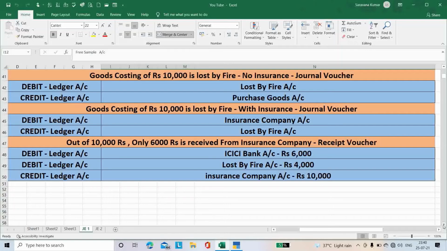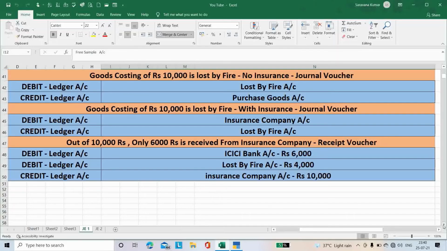Next transaction is goods costing rupees 10,000 is lost by fire, no insurance. Here the journal entry is debit loss by fire account, credit is purchase goods account.